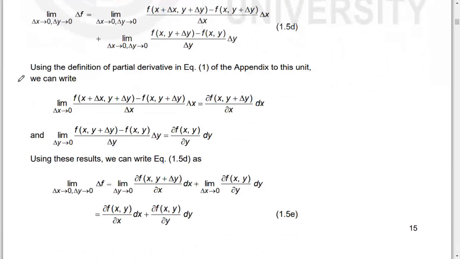Using the definition of the partial derivative in equation 1 of the appendix to this unit, we can write: limit delta x tends to 0, [f of x plus delta x, y plus delta y minus f of x, y plus delta y] by delta x into delta x equals delta f of x, y plus delta y by delta x into dx, and limit delta y tends to 0, [f of x, y plus delta y minus f of x, y] by delta y into delta y equals delta f of x, y by delta y into dy.